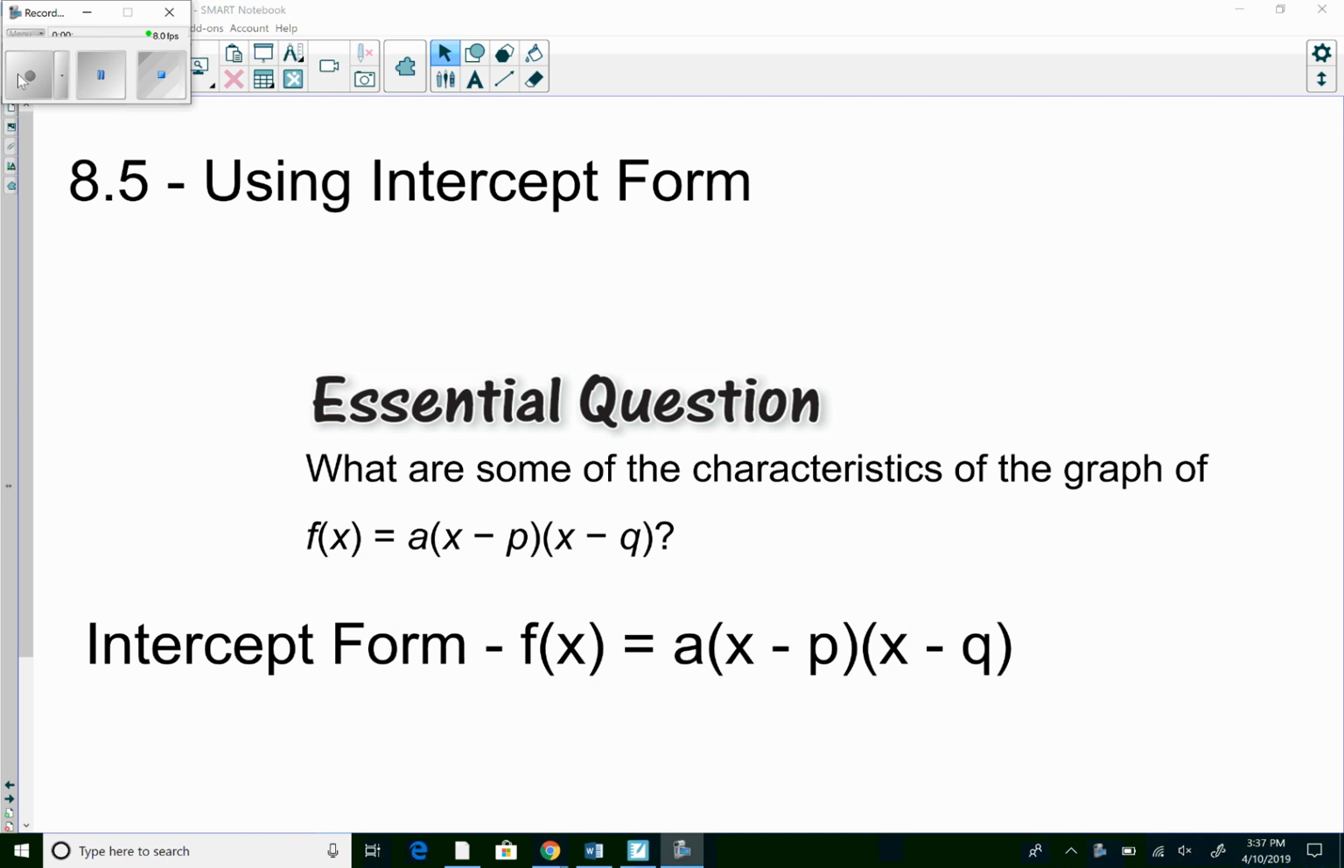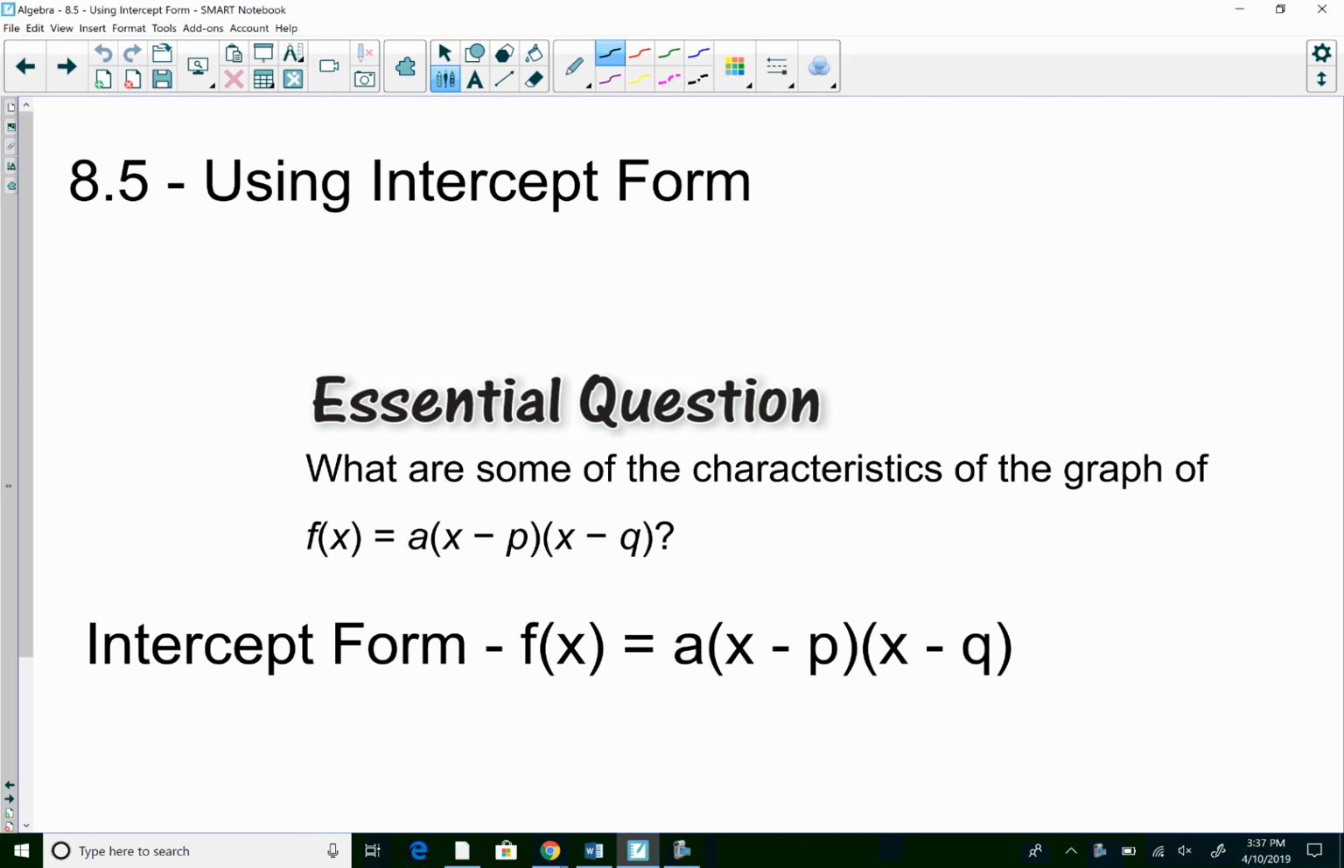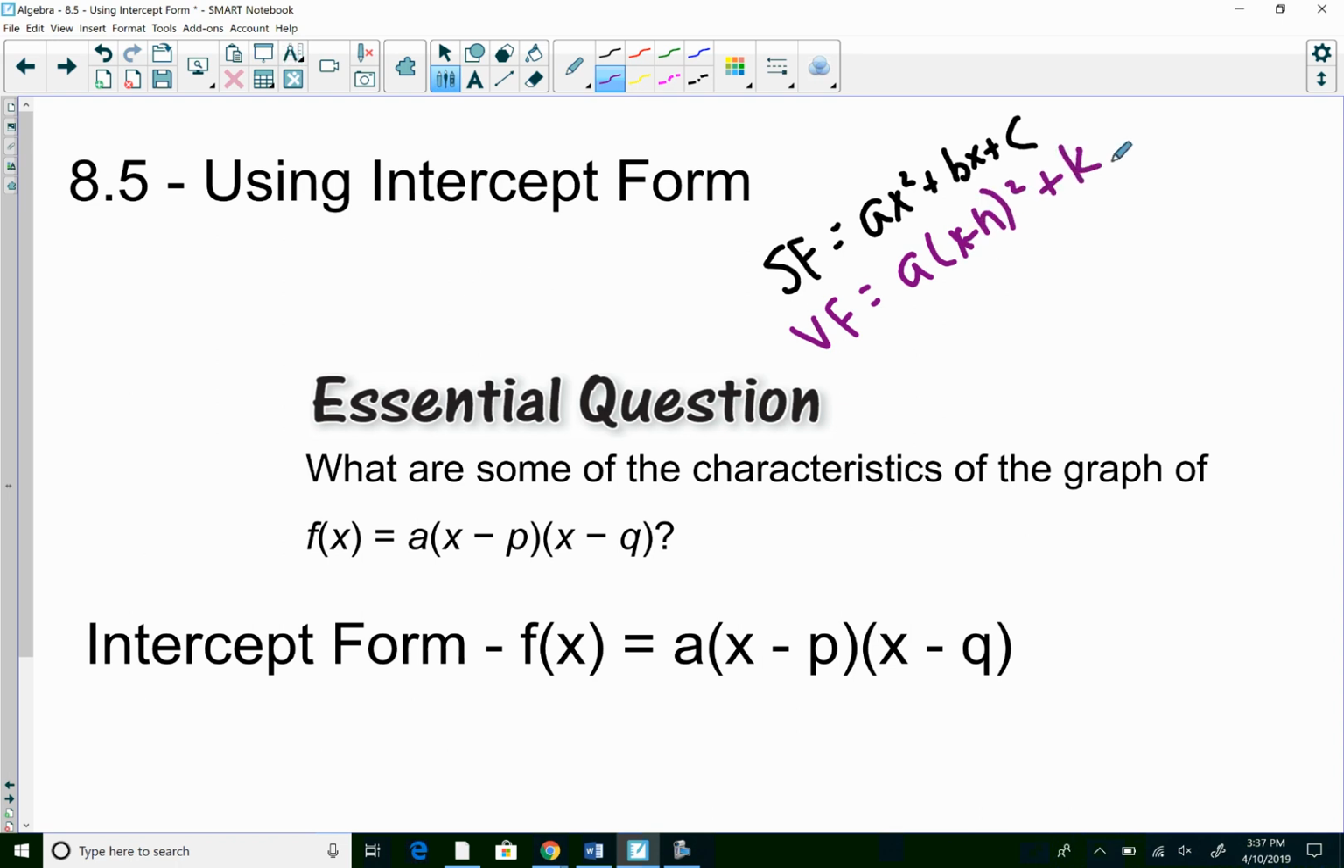So we have talked about two different forms so far. Number one, standard form, which is ax squared plus bx plus c. We've also talked about vertex form. Vertex form is a times x minus h squared plus k. Now we're going to learn about a third form, intercept form.